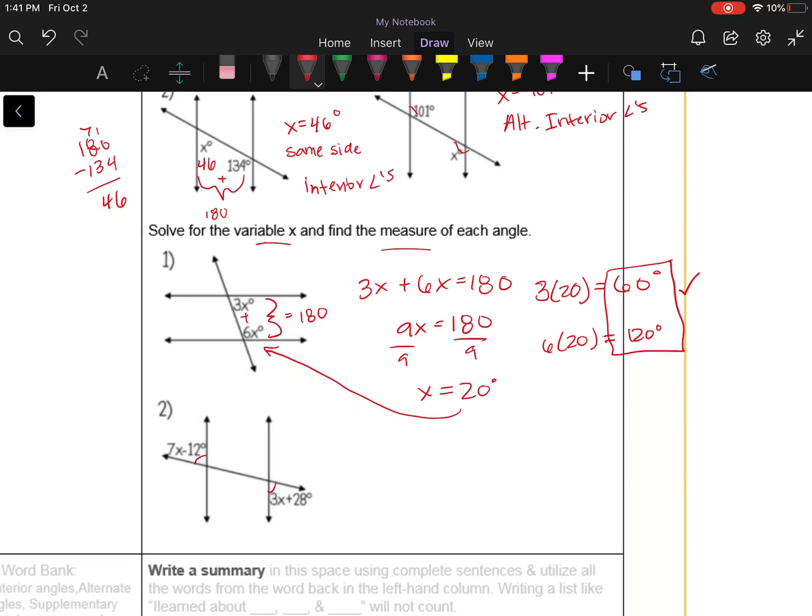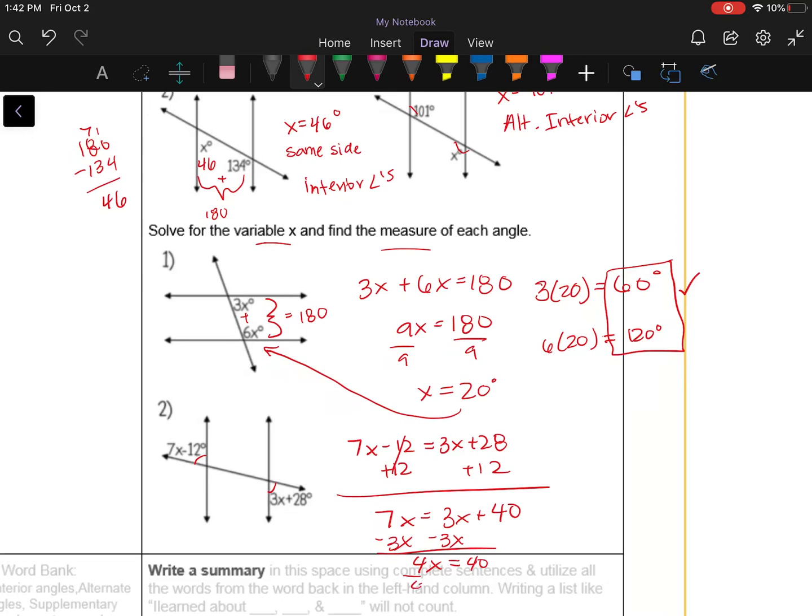So we would set those guys equal to each other. 7x minus 12 equals 3x plus 28. So I'm going to solve this using inverse operations. So we get 7x equals 3x plus 40. Subtract 3x, we get 4x equals 40. Divide by 4, x equals 10. Again, we are not done.